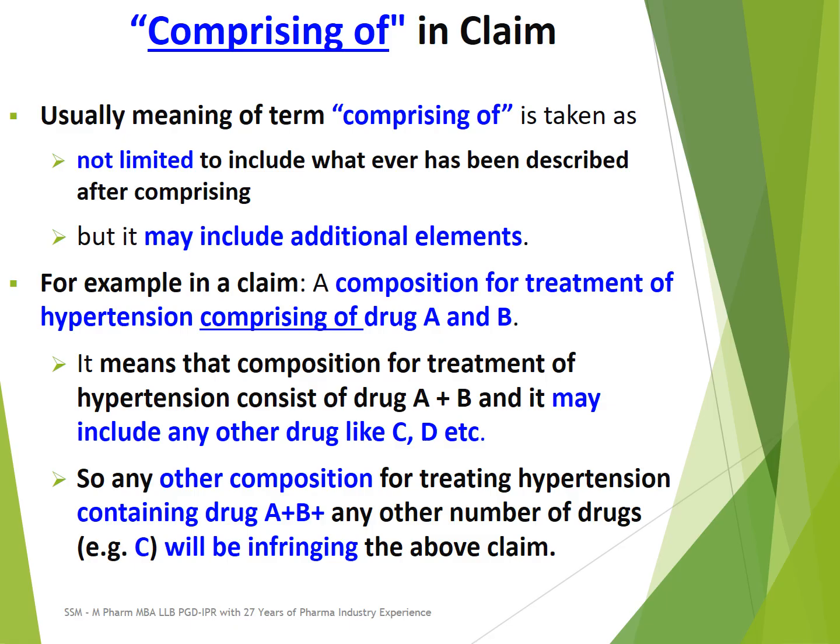So any other composition for treating hypertension containing drug A plus B plus any other drug in combination of A and B will be infringing the above claim. So this "comprising of" term is very broadly interpreted.